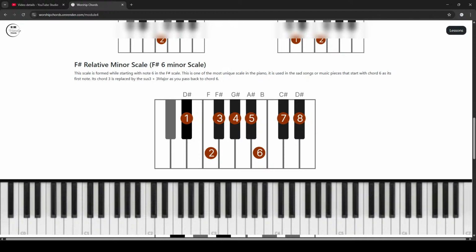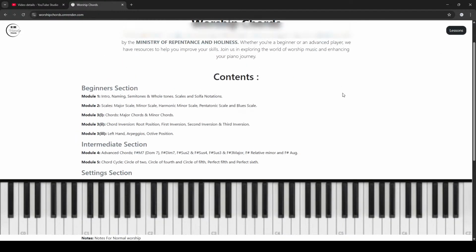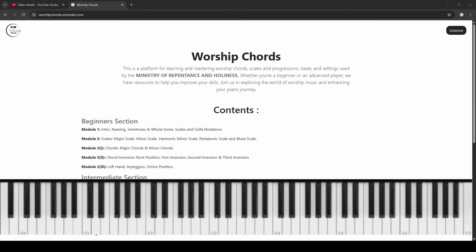So for that one, we have come to the end of our lesson. I know it's very short, but it's very, very important for you to learn the circle of 2, the circle of 4th, the circle of 5th, the major 7, the dominant 7, the suspended, and also the relative minor scale.